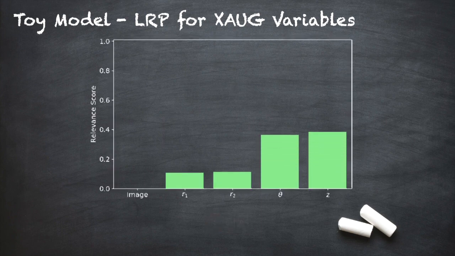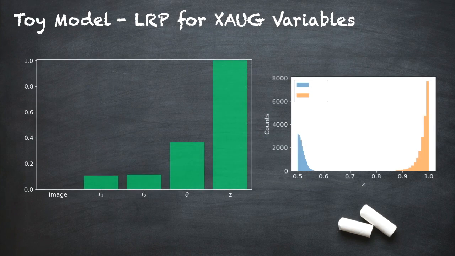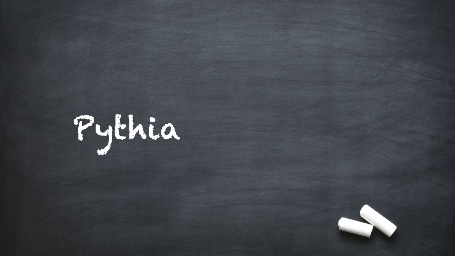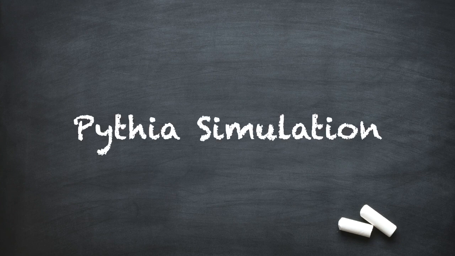The ROC curve of this model and the model with just the images is the same, but LRP shows that the Z variable, which has good separation for signal and background, is given the most importance by the model, while the images are now given very little importance. We can then perform a similar analysis, but with a particle level simulation.